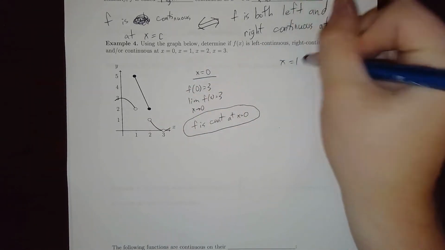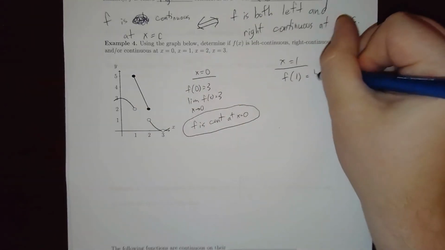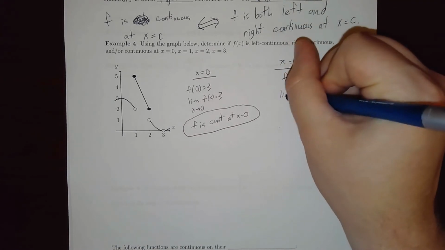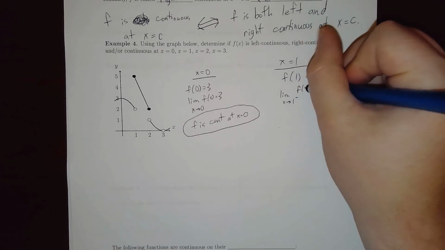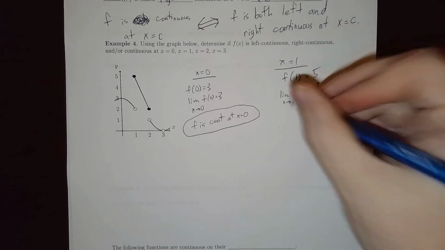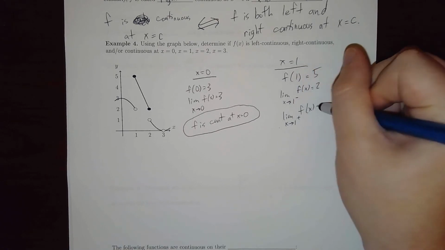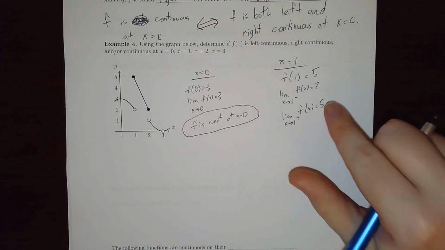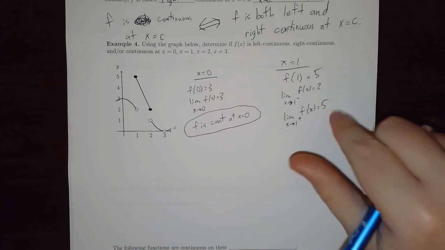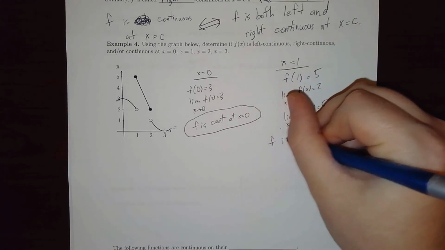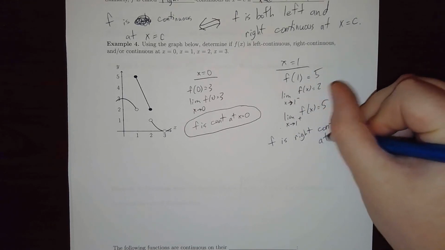When we talk about x equals 1, f of 1, it would appear, is 5. But the limit as x approaches 1 from the left is 2, and the limit as x approaches 1 from the right is 5. So it is not left continuous, because the left limit does not match the function value. However, it is right continuous. So f is right continuous at x equals 1.